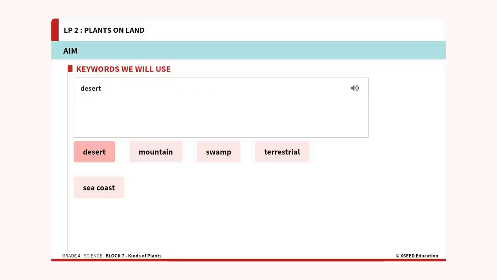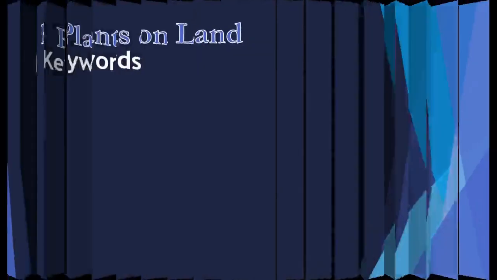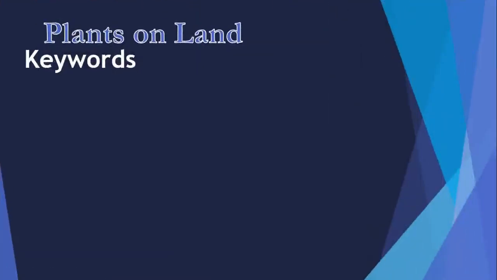Desert, desert. Mountain, mountain. Swamp, swamp. Terrestrial, terrestrial. Seacoast, seacoast. Okay, I hope you learned the pronunciation of these keywords. Next, we will learn the meaning of these keywords.